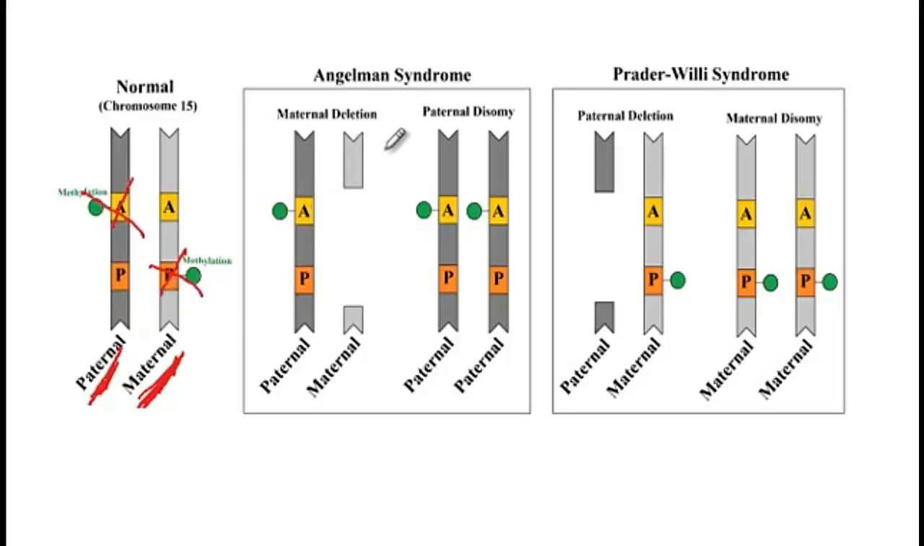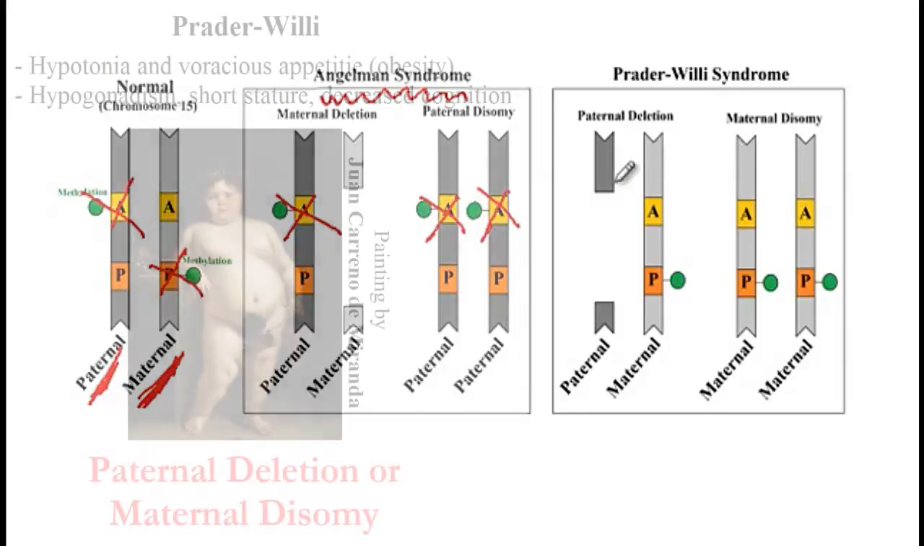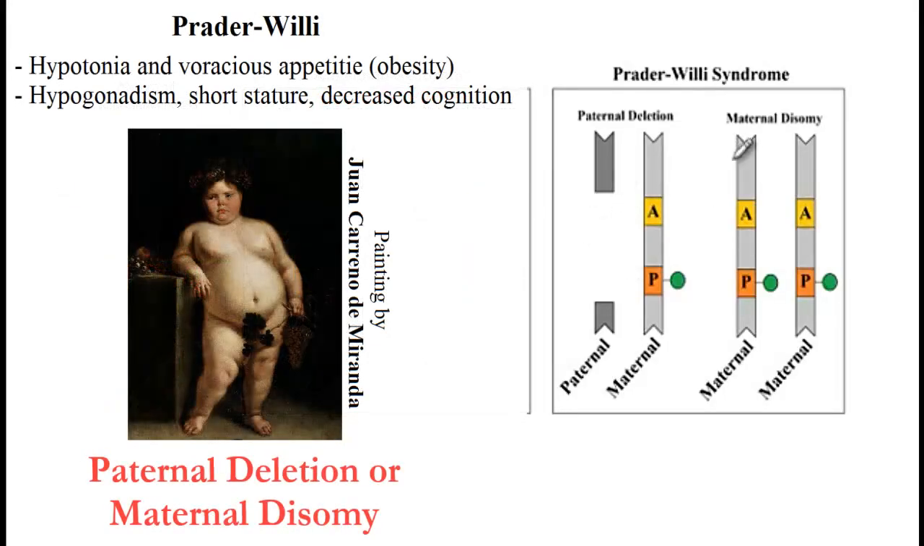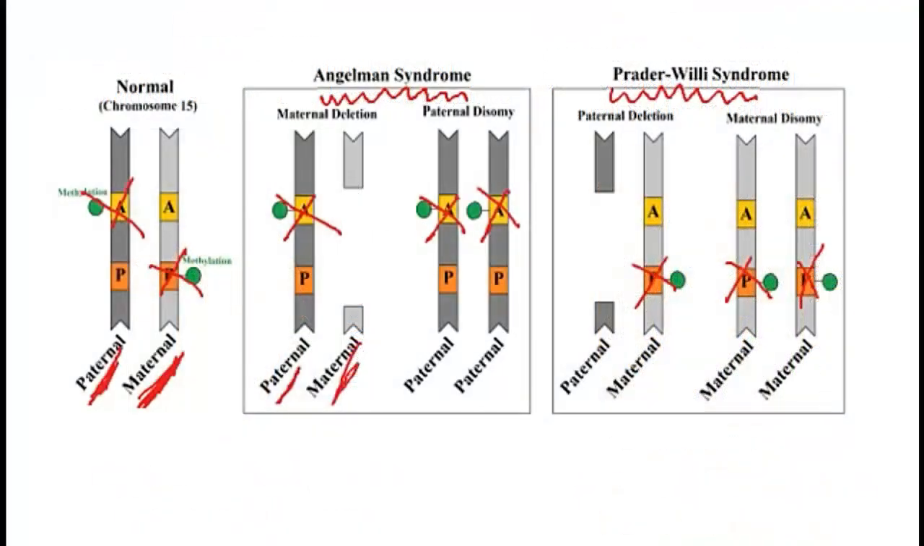Now what happens is that if there is deletion of the maternal chromosome, or if there is paternal disomy, as a consequence of which there is no A gene effective in these patients, therefore they develop Angelman syndrome. Versus if there is a paternal deletion or maternal disomy, where the P gene will be absent, these patients will present with Prader-Willi syndrome. So again, the phenotypes of these patients depend on the chromosome that is being deleted. So paternal versus maternal can yield different symptoms.